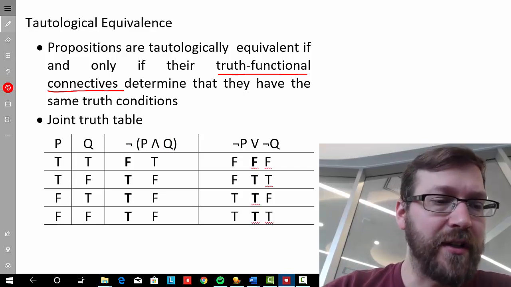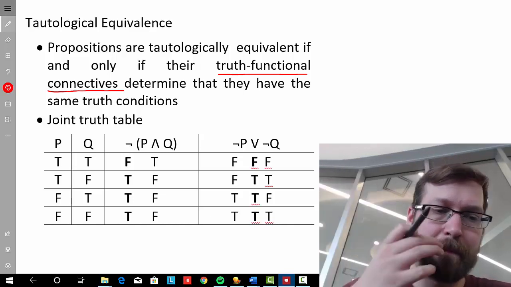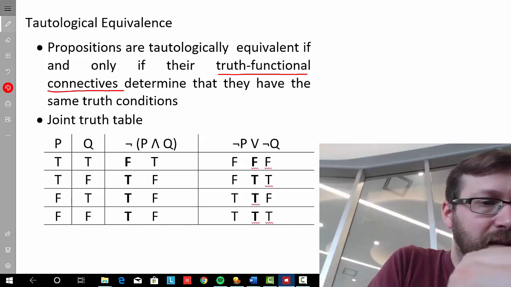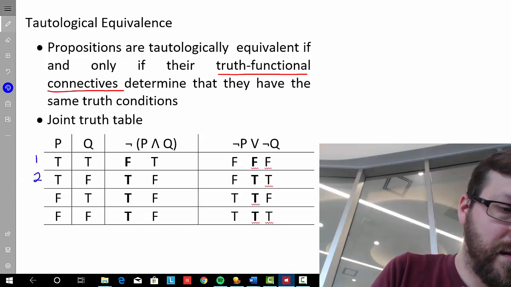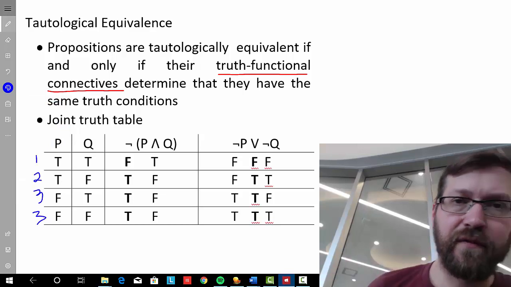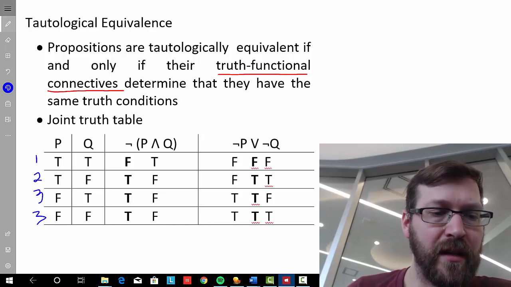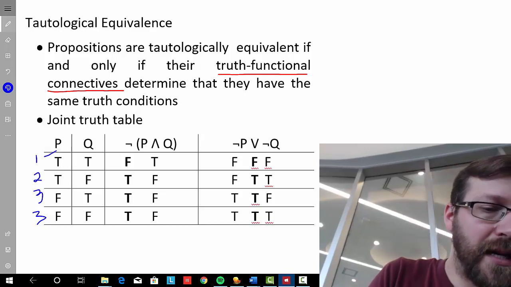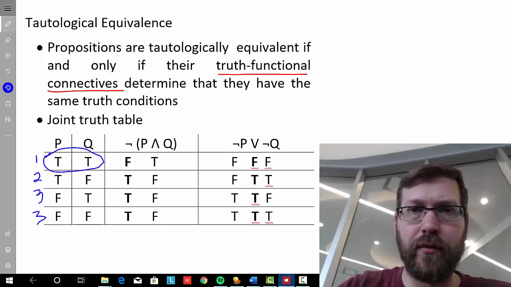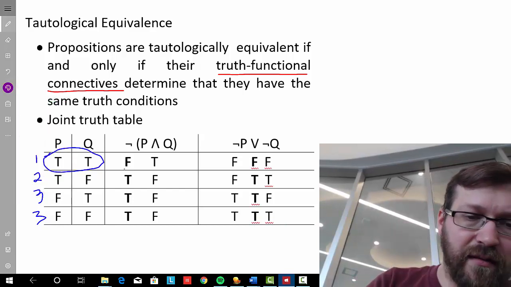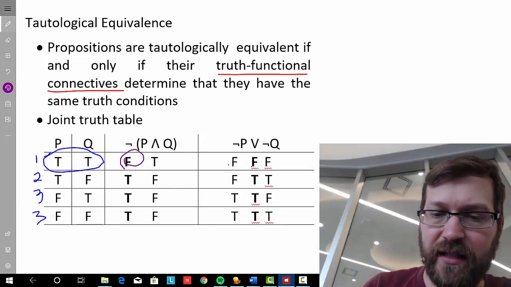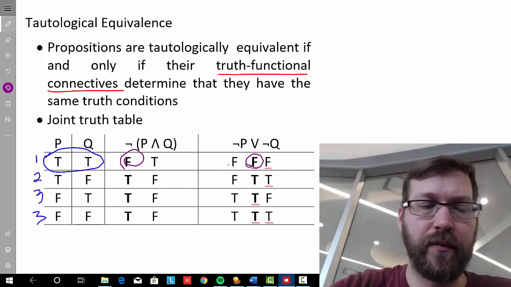So what we would notice if we do this truth table, for each of our situations, in situation 1, when P and Q are both true, then it turns out that for both of our sentences, they turn out to be false.